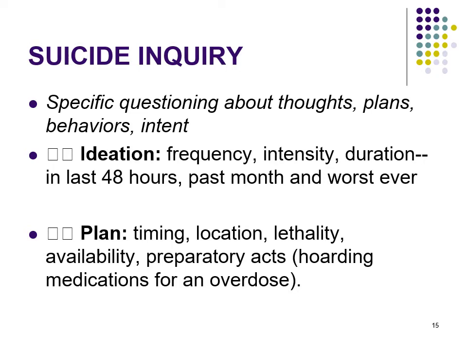And then for the plan, is the plan lethal? Do they have all these details worked out? Have they rehearsed it, which we call preparatory acts? In other words, have they tied up a noose that they have hidden somewhere in their house? Do they have, like you see on the slide, medications that they're planning for an overdose? How lethal is their suicide attempt? Remember, the most lethal suicide attempts are shooting yourself and hanging yourself. So I would be more worried about the hidden noose than I would be about the hidden pills. I would still be worried about both, but the noose is the more lethal one.